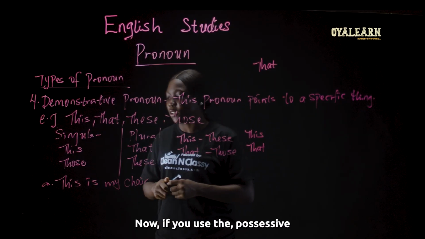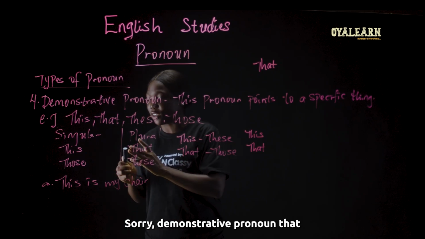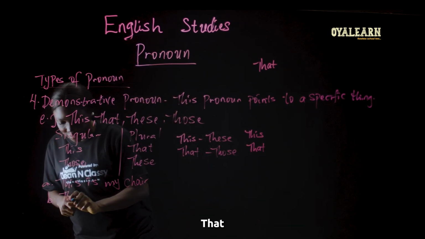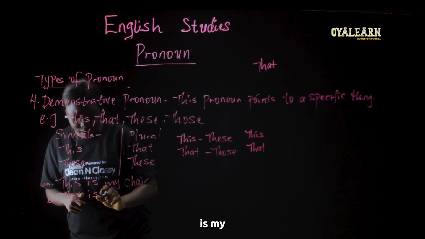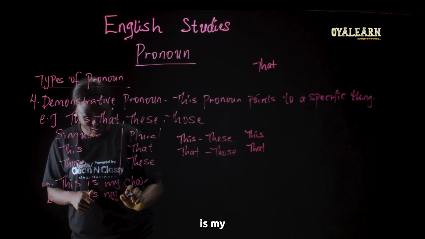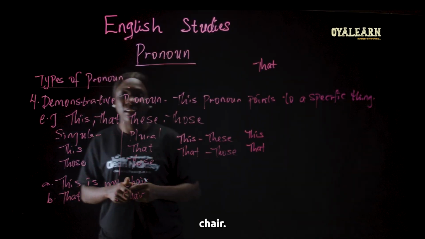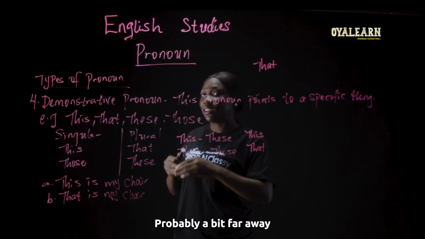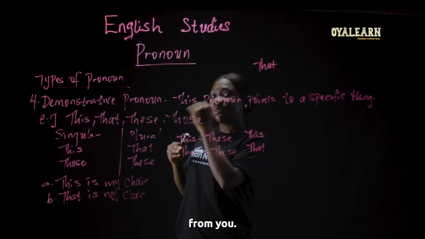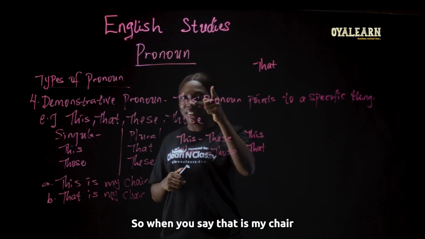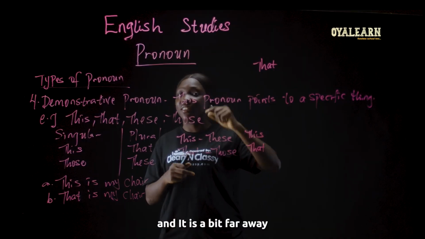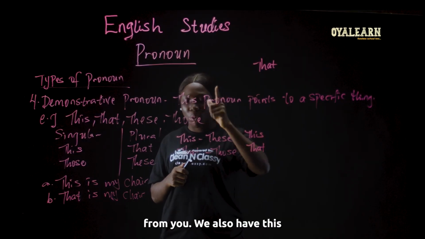Now, if you use the demonstrative pronoun that, as in that is my chair, it shows that the chair is not close by, probably a bit far away from you. So when you say that is my chair, you are literally pointing to the chair and it is a bit far away from you.